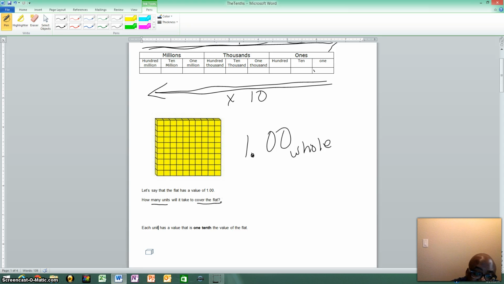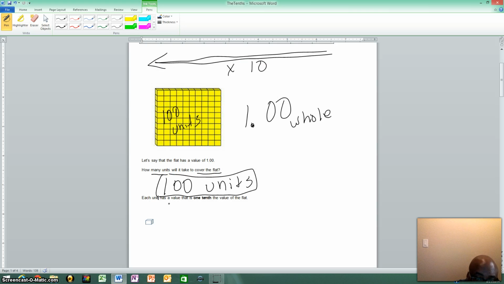Well, right here is a unit. And as we can see, they would take 1, 10, 20, 30, 40, 50, 60, 70, 80, 90, 100. So it'll take 100 unit cubes. So it's going to be 100 units to cover this whole flat. So it's going to take 100 of those.